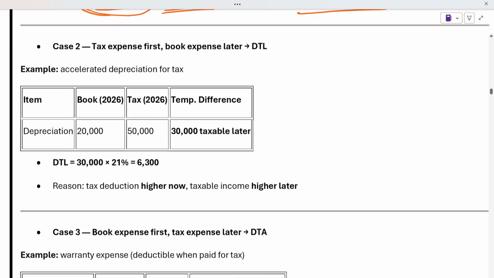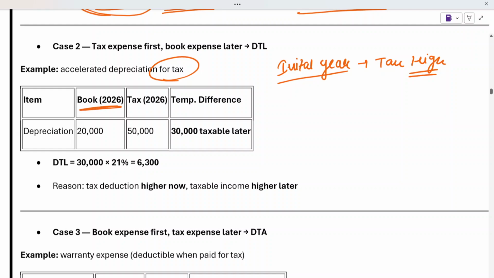Let's see the second scenario, wherein the case is related to accelerated depreciation for tax. When I say accelerated depreciation, what does it mean? In the initial years, high depreciation is being claimed as per income tax. So what you will say is that in your books of accounts the expense of depreciation is 20,000, but in your tax, in the initial year, the depreciation is higher.